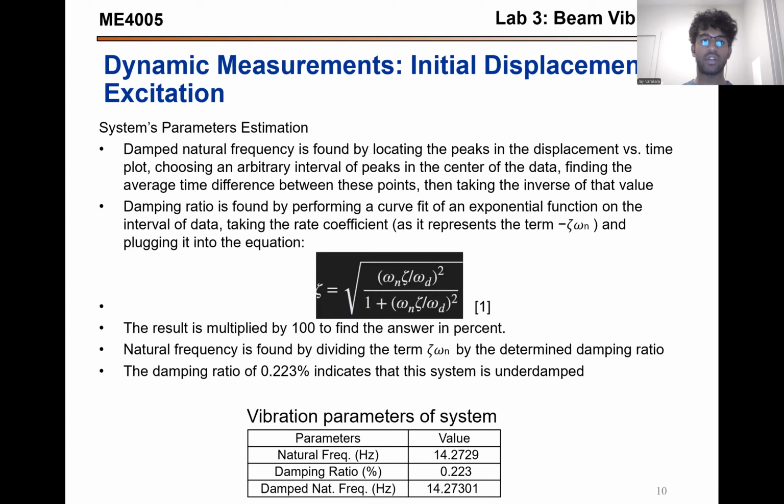Damping ratio is found by performing a curve fit on that interval of data, and then taking the rate coefficient from that curve fit, as it represents the term negative zeta omega n, and then plugging it into this equation. The result is then multiplied by 100 to find the answer in percent. Natural frequency is found by dividing the term zeta omega n by the determined damping ratio. The damping ratio of 0.223% indicates the system is underdamped.